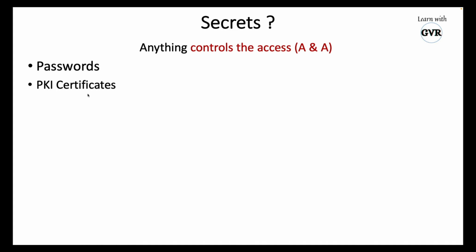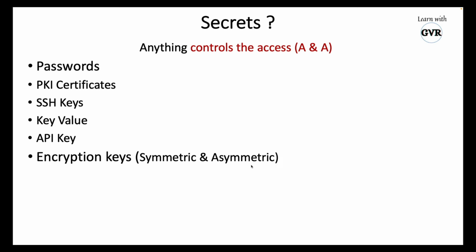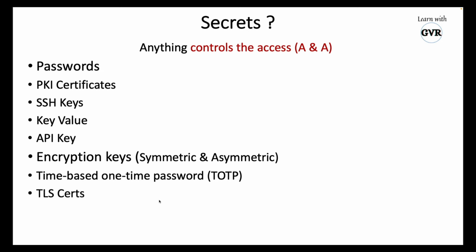Apart from that, there are PKI certificates, public key infrastructure. Another one is SSH keys. We SSH to a Linux machine by using keys, right? SSH means public and private key pairs, as well as API keys. Yes, today we are in a REST API world, so every API is protected with API keys, encryption keys, symmetric and asymmetric encryption keys, time-based OTPs, and TLS certificates, etc. There are many. These are all called sensitive data, and these are examples of secrets.